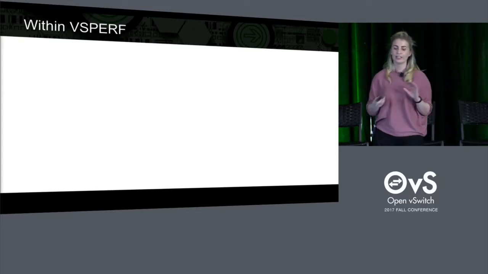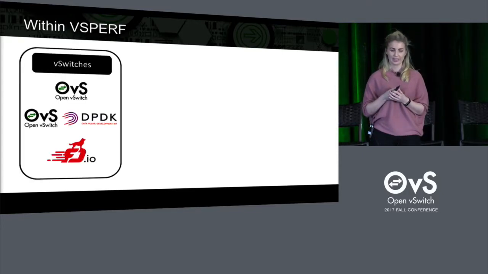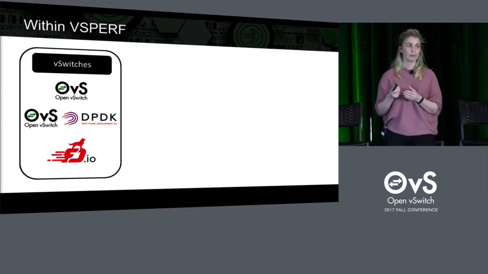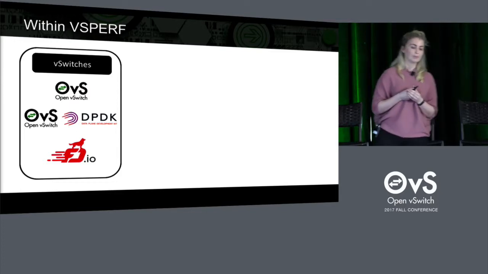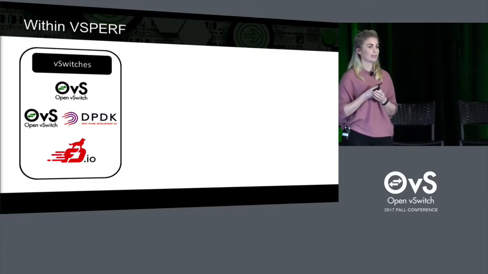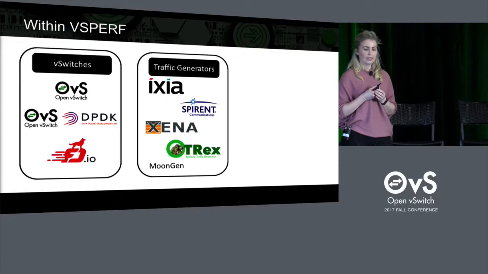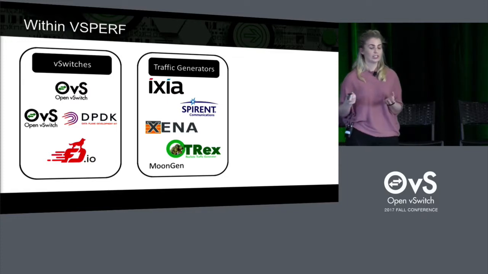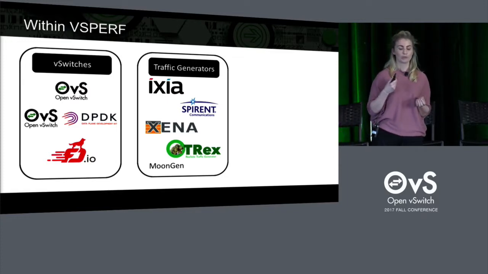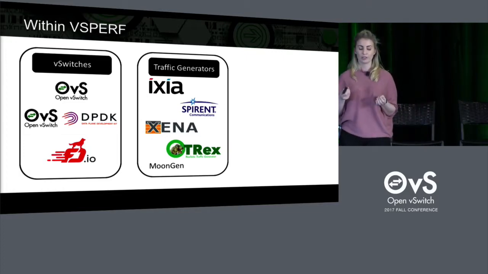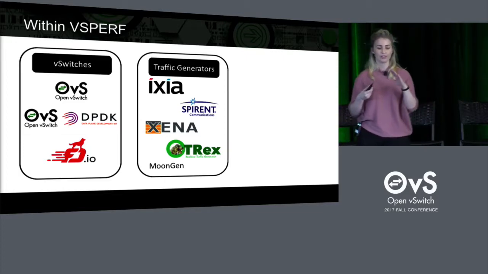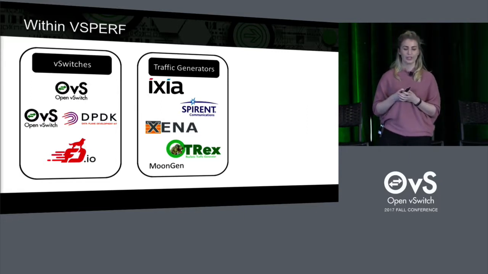Okay, so looking a little bit deeper into VSPERF, like I said, there is support for multiple vSwitches. So we can test native OVS, OVS DPDK, and FD.io's VPP. Then you can use different kinds of traffic generators. So there's support for hardware options like Ixia and Spirent, as well as software options like Xena, TRex, and MoonGen. I think those are open source.